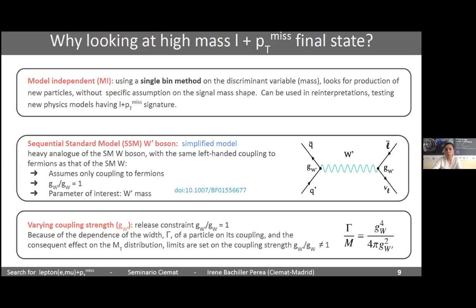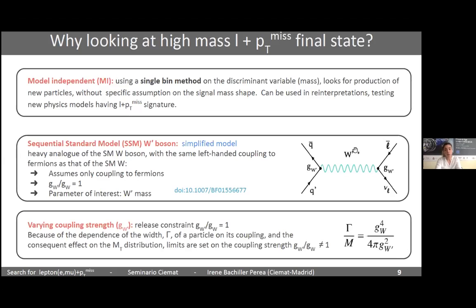The first way to explore the channel is in a model independent way. This is using a single bin method on the discriminant variable that is the mass. And we look at the detection of any new particle without specifying the signal shape, so without specifying the model. And this result can be used for reinterpretation, for testing any new physics that has the signature of lepton plus pT miss.